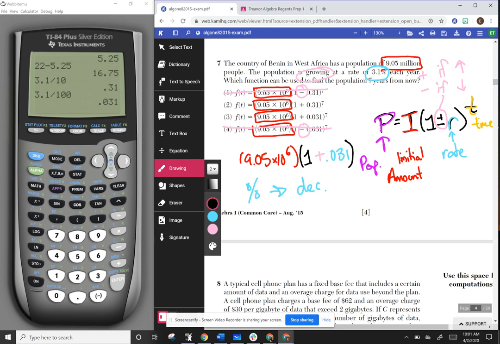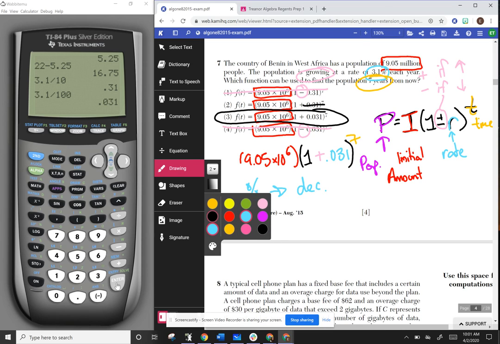And by now we can get the answer because we see that 2 has 0.31, not 0.031. So our answer is 3. But if you had to finish it, it says 7 years, so your exponent would be 7.